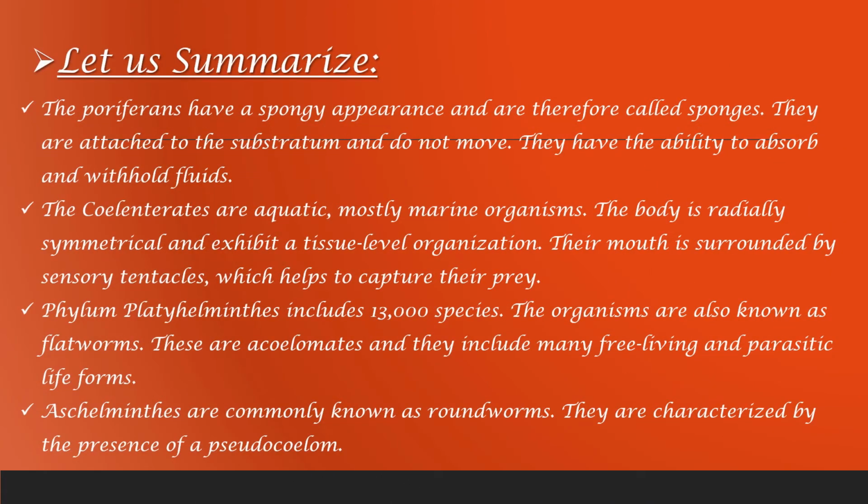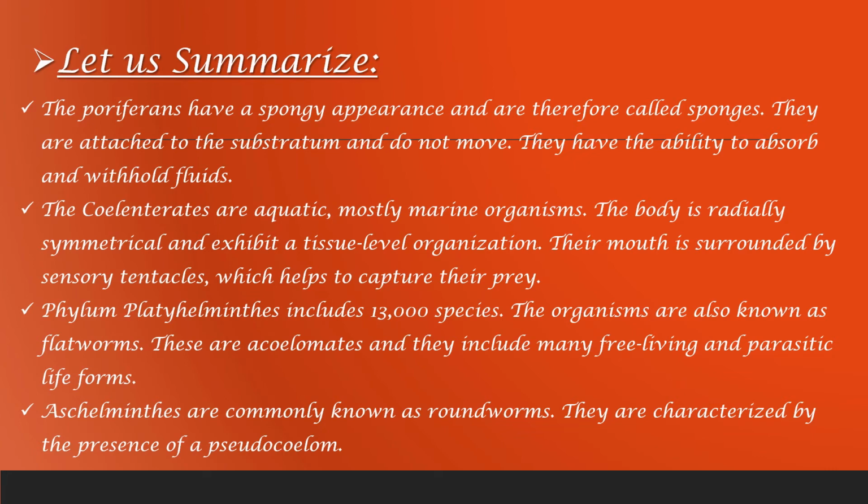Students, now let us summarize what we have learned in Module 2. We learned that the poriferans have a spongy appearance and are therefore called sponges. They are attached to the substratum and do not move. They have the ability to absorb and withhold fluids. The coelenterates are aquatic, mostly marine organisms. The body is radially symmetrical and exhibits tissue-level organization. Their mouth is surrounded by sensory tentacles which help to capture their prey.